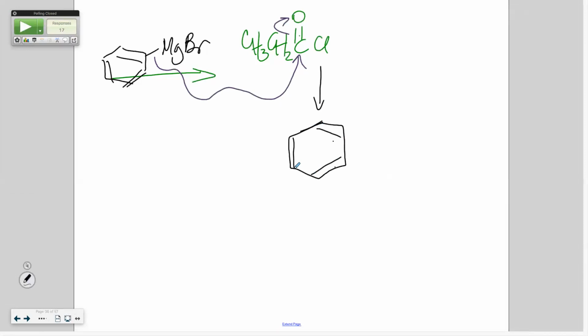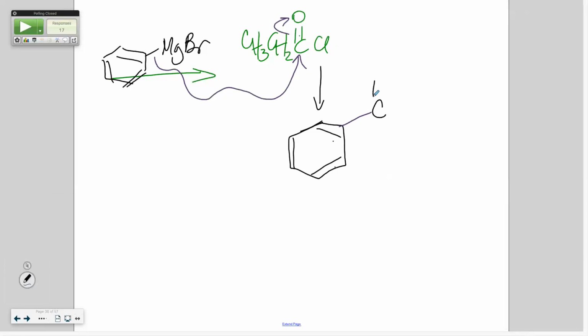I think I could have just written chlorine down. That's a better clue. All right, so where do I make a new bond between a carbon on the benzene ring, the one that was attached to the magnesium, and what? The carbon of that carbonyl. Okay, what is attached to that carbon, I should say?